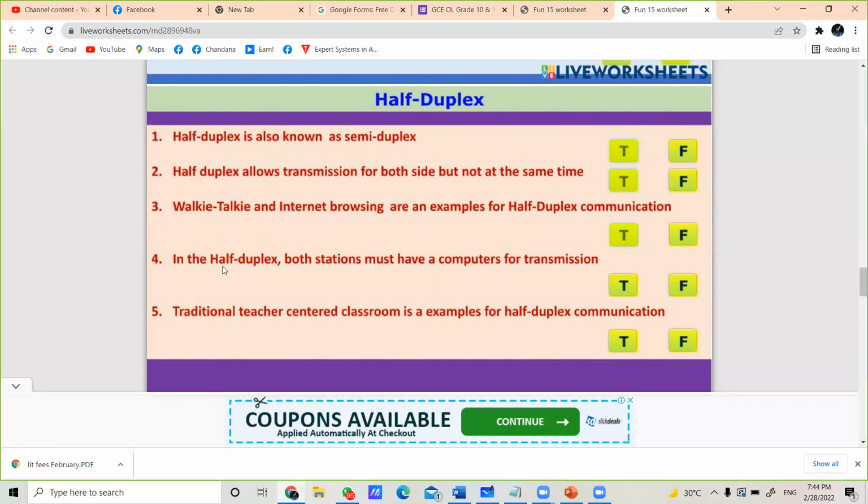In half duplex, both stations must have computers for transmission. Then what can you say about that statement? In half duplex, both stations must have a computer. The statement is false because any other digital communication devices you can use as a source or destination, not only the computers. It allows other communication devices such as smartphones, tabs, laptop computers. Therefore, the statement is false.